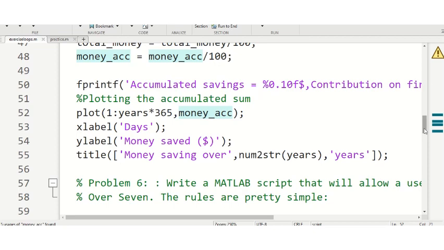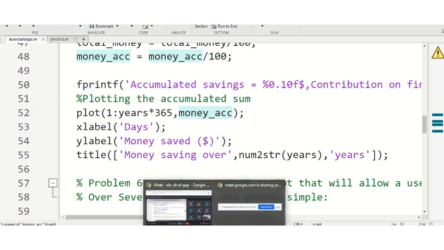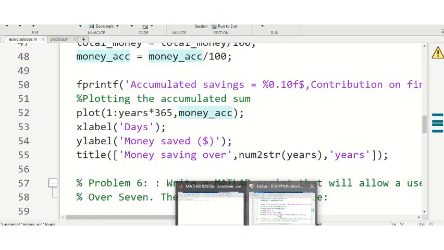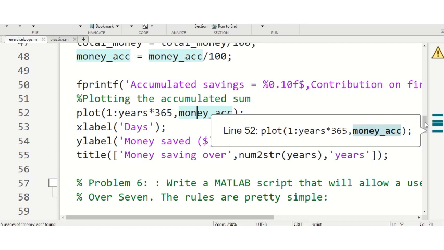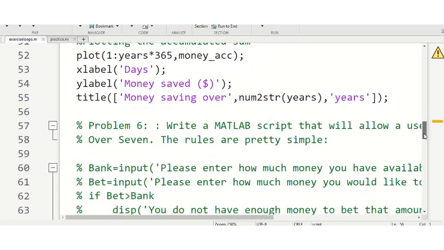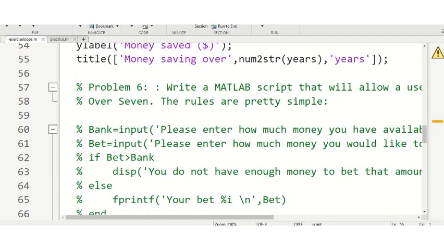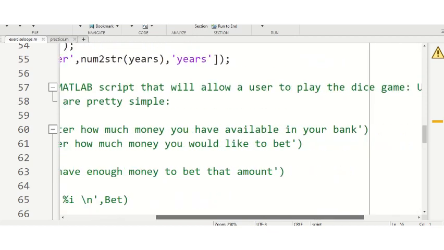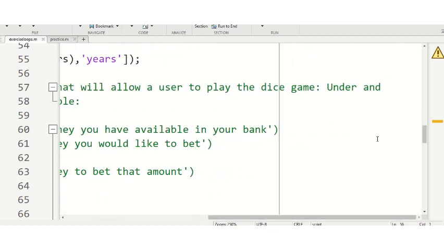Okay, sir, I am ending my session for today. Any doubts, sir? So 5 programs we have practiced here. Only one is left over from the loops, right? That is the dice game, okay? That I will discuss tomorrow.